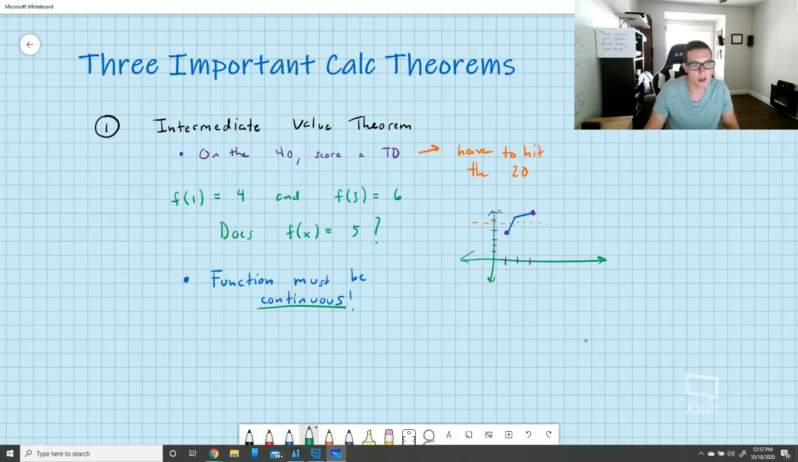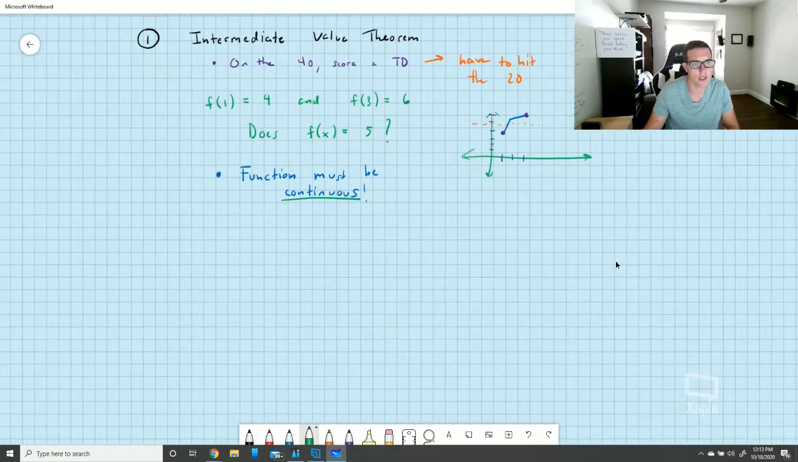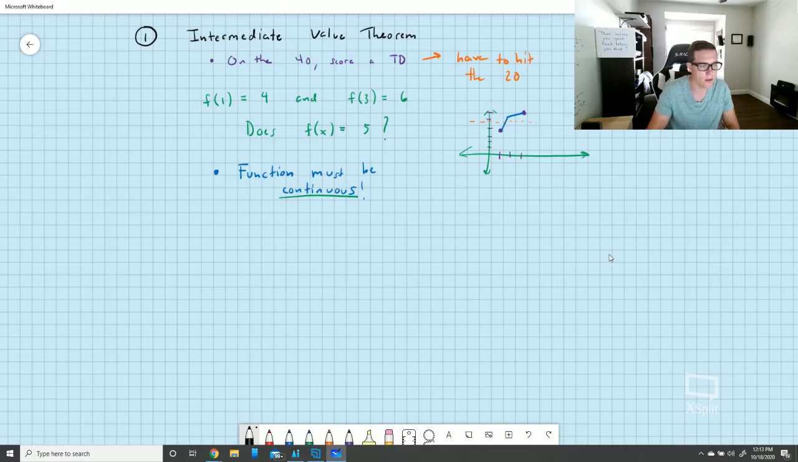So that's the intermediate value theorem. I asked you one of the problems on the homework. Think about that, and you'll kind of see how that works. The second one, the other big one, so really there's two big ones, and then the third one kind of pops up here and there, is called the mean value theorem. The MVT.